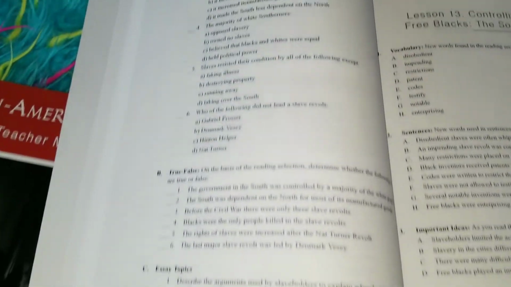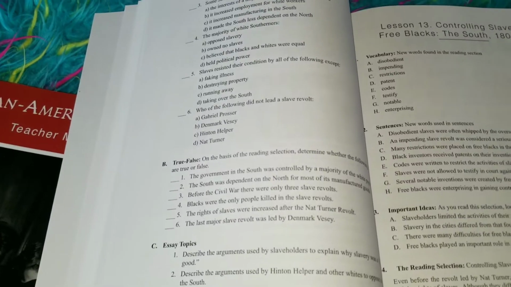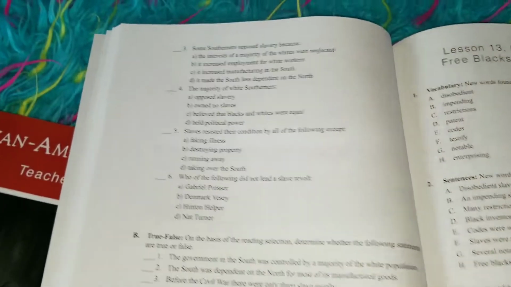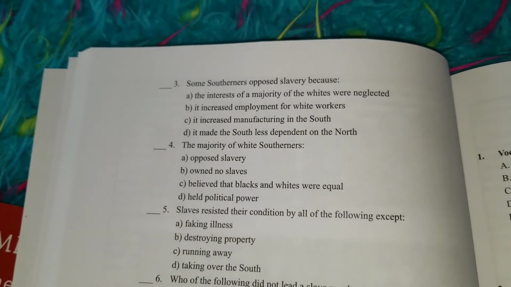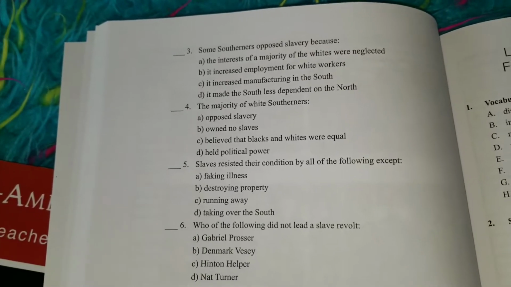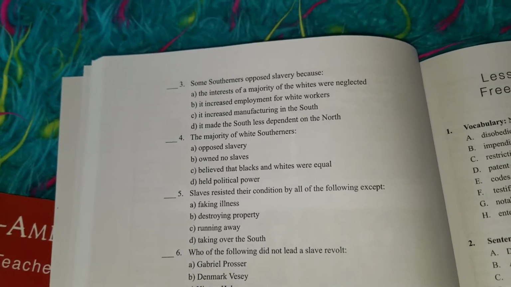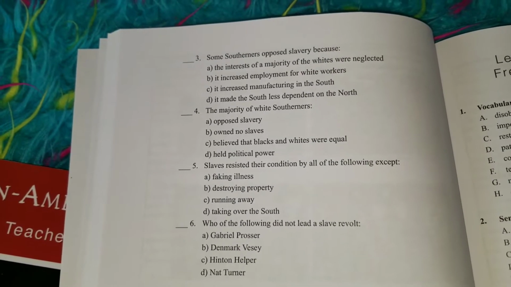And then I expect to see all the answers. And what we also do in reading comprehension is when he has a question, let's say number 4, the majority of white Southerners, and then A through D, based on his reading, he would tell me which ones he thinks are the answer, which ones are potential answers.